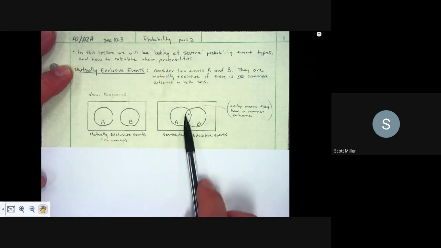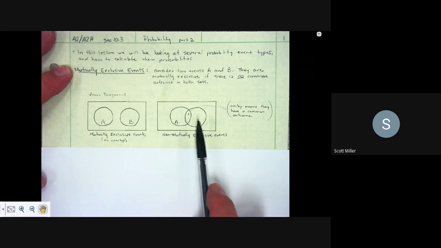Here, where they overlap, they have something in common. So this is non-mutually exclusive events. And again, the overlap means they have something in common.